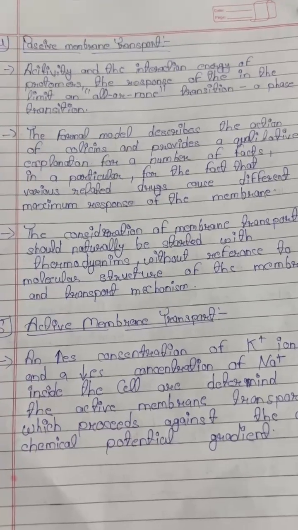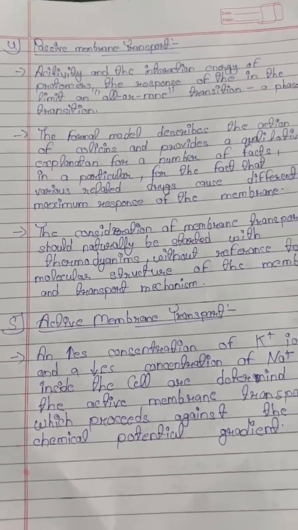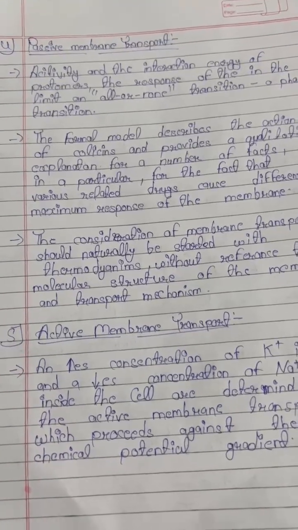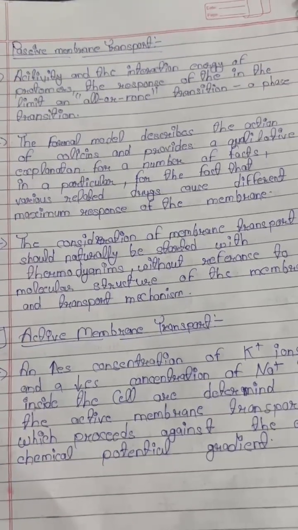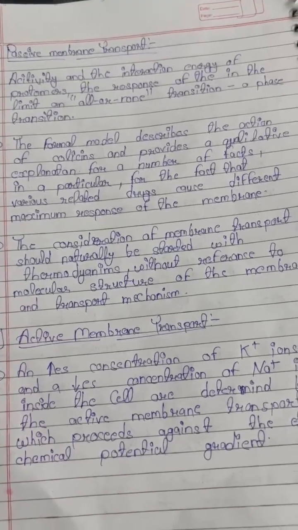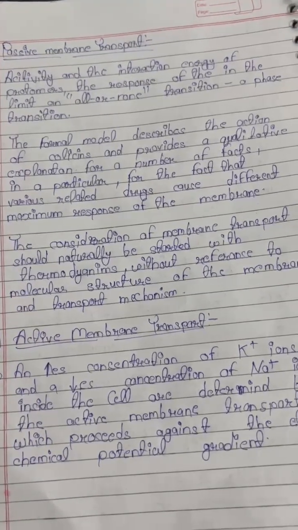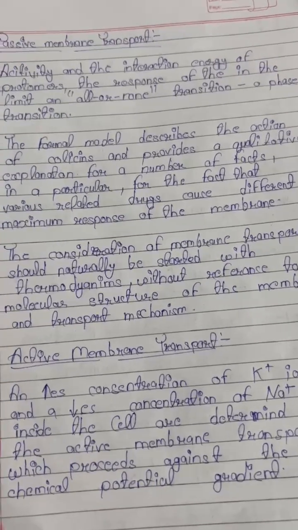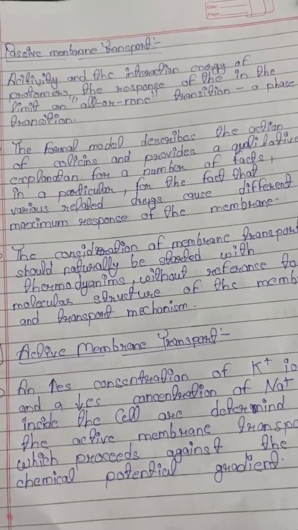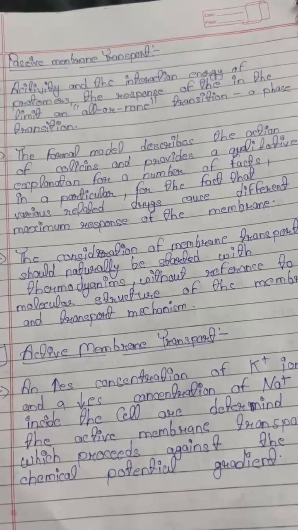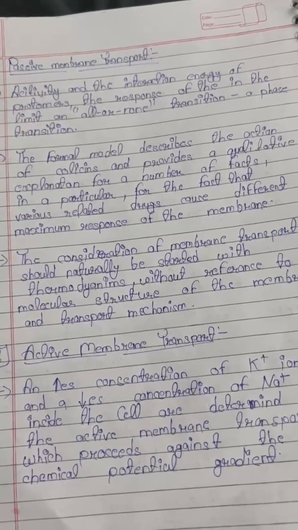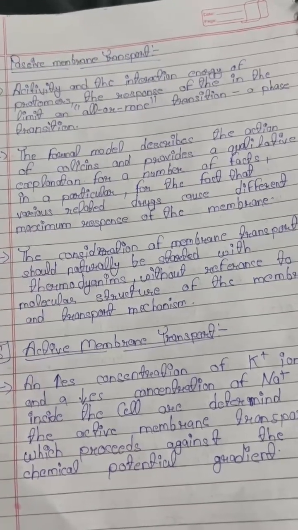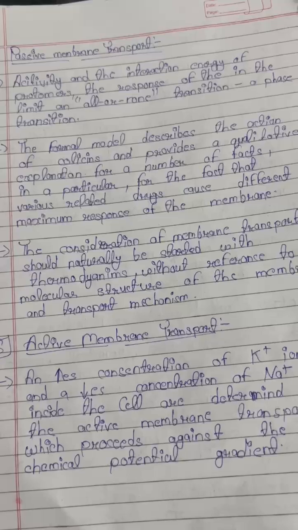And fourth is passive membrane transport. Active and the interaction energy of protomers, the response in the limit of the all or none transition or zero phase transition. The formal model describes the action of cholecystokinins and provides a qualitative explanation for a number of facts, in particular for the fact that various related drugs cause different maximum response of the membrane.